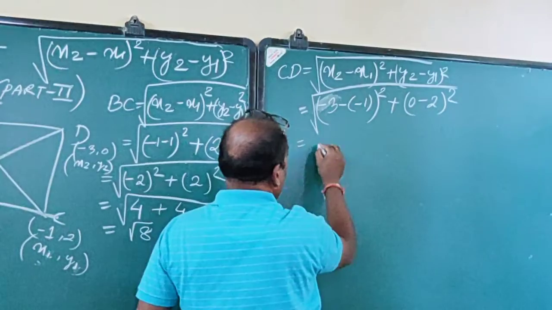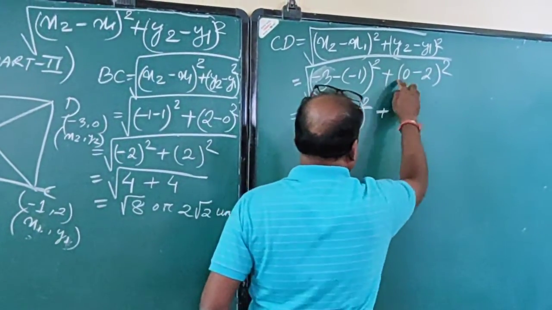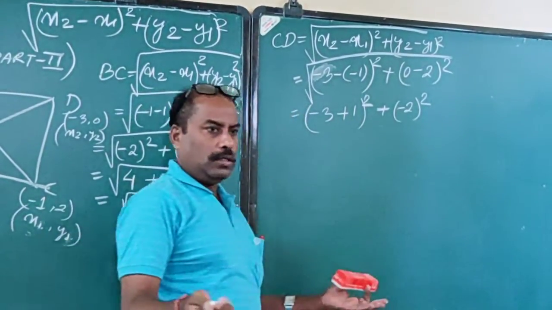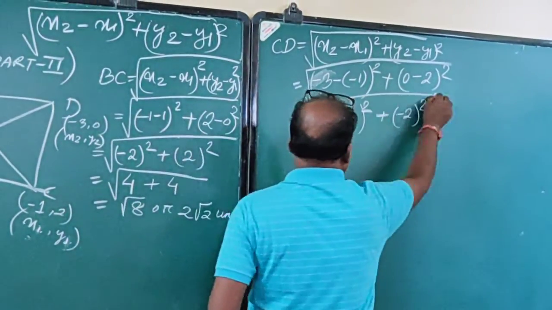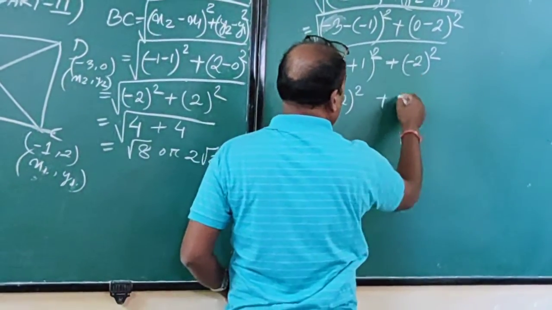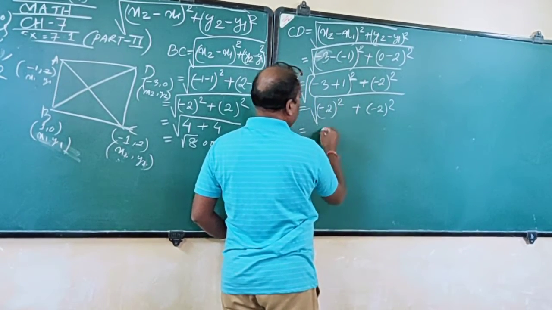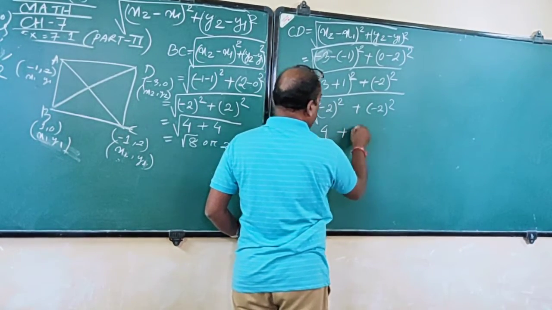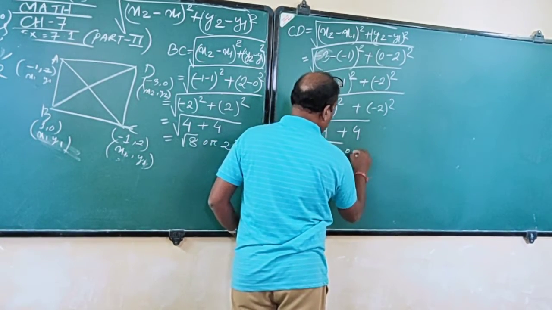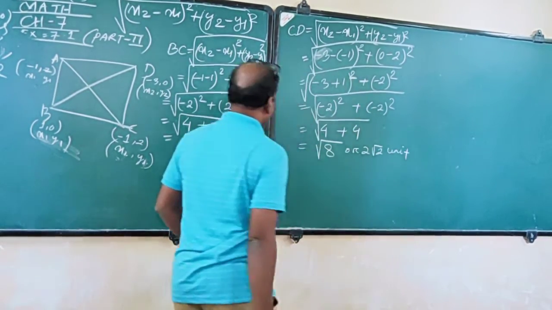Equal to, this is minus 3, minus minus plus 1 whole square plus 0 minus 2, minus 2 whole square, under root. Minus 3 plus 1 equal to minus 2 whole square, plus minus 2 whole square. Minus square is plus, 2 square equal to 4, plus 4, under root, 4 + 4 equal to 8 under root, or 2 root 2 units. That is coming, CD.